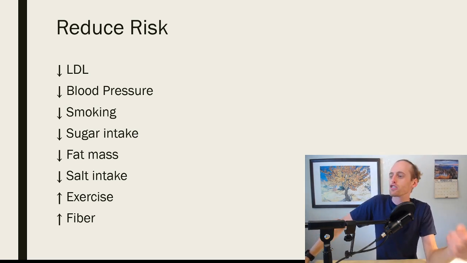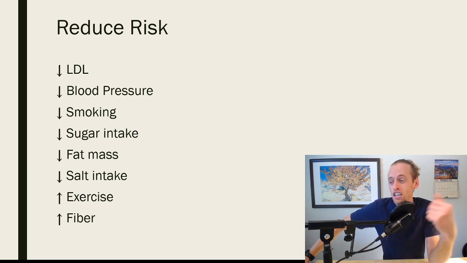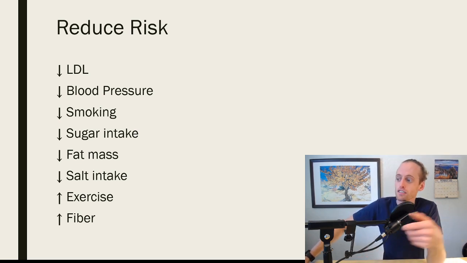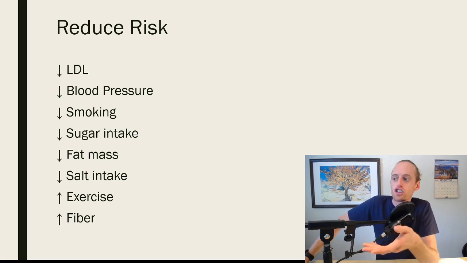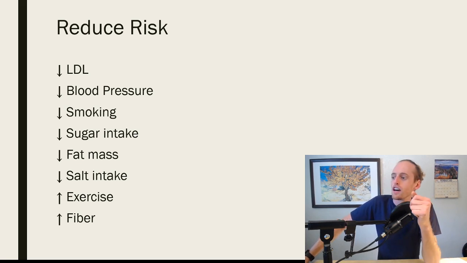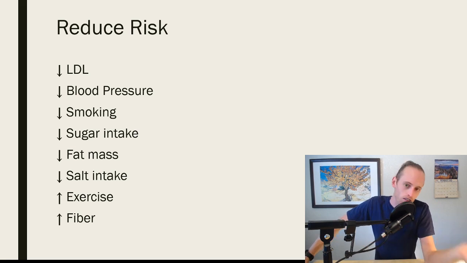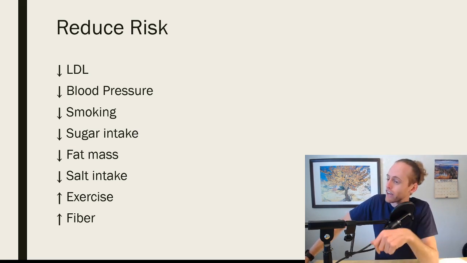Decrease our blood pressure, so stress increases this. Smoking increases this, so you can decrease your smoking. Salt intake increases blood pressure, so you can decrease your salt intake. Sugar intake is not good for insulin resistance, so we should be avoiding those high sugar foods. Decreasing fat mass, that's going to decrease inflammation and a lot of problems there. Again, only if we need to decrease fat mass. Exercise can really help.